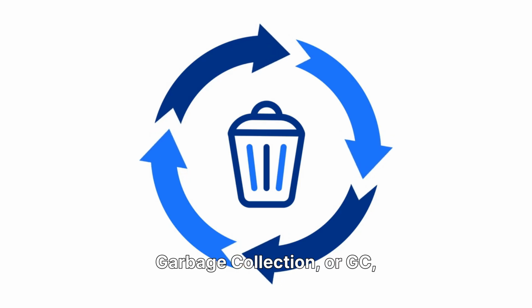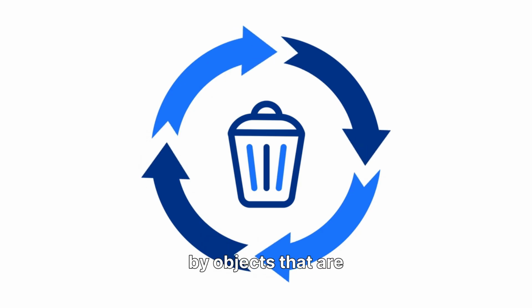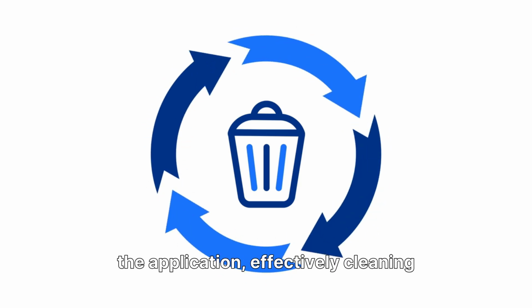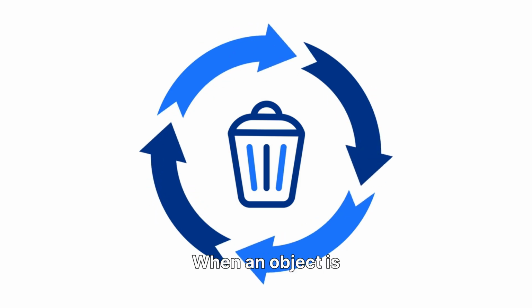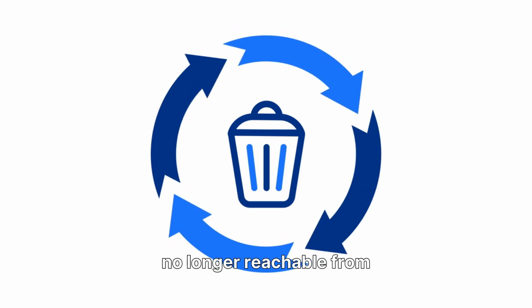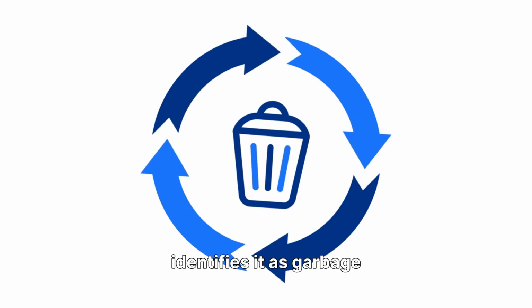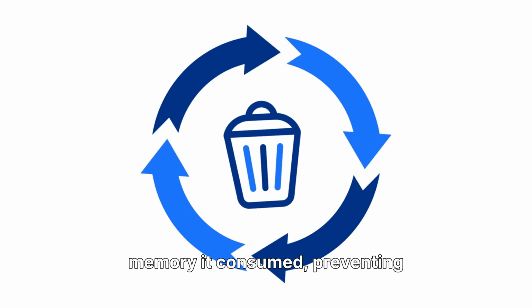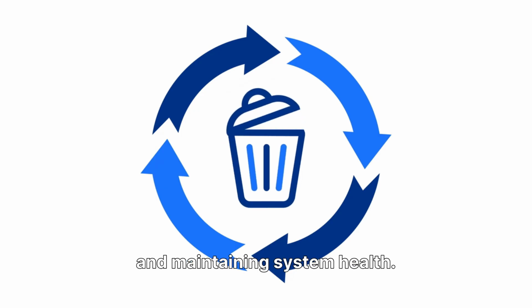Garbage collection, or GC, automatically reclaims memory occupied by objects that are no longer referenced by the application, effectively cleaning up unused resources. When an object is no longer reachable from any active part of your program, the GC identifies it as garbage and frees up the memory it consumed, preventing accumulation of unused data and maintaining system health.